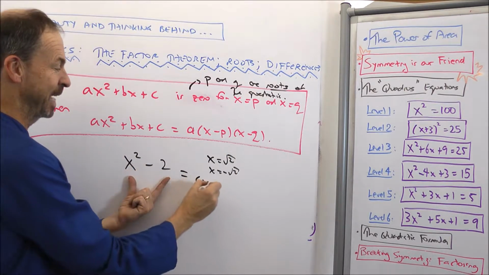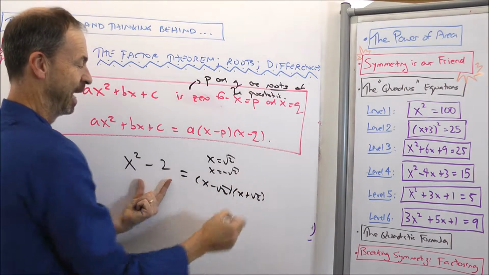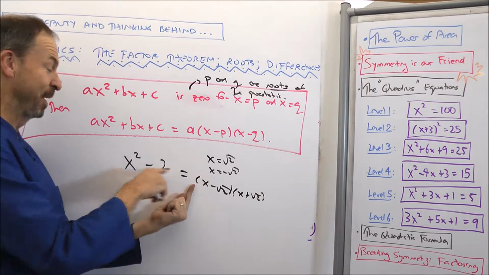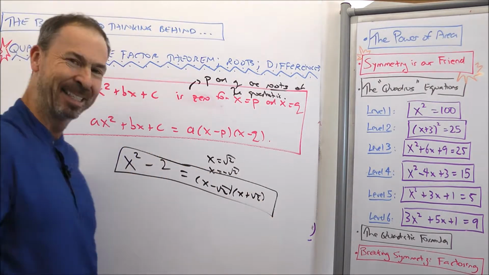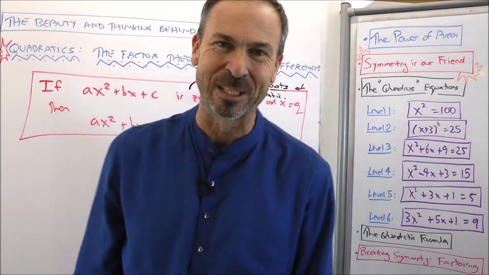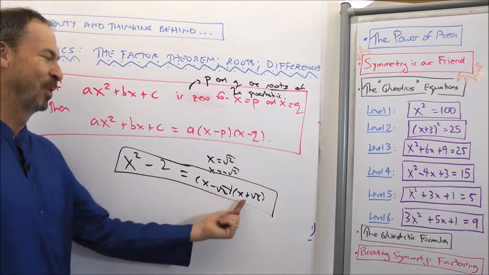This must be an x minus root 2 and an x plus root 2, and bingo, and the number in front better be 1 because there's a 1. In fact, this is something we saw last lecture. That's actually the difference of 2 squares formula. This is x squared minus root 2 squared. x minus root 2, x plus root 2.